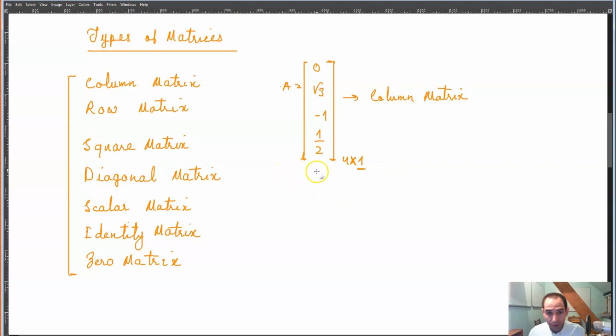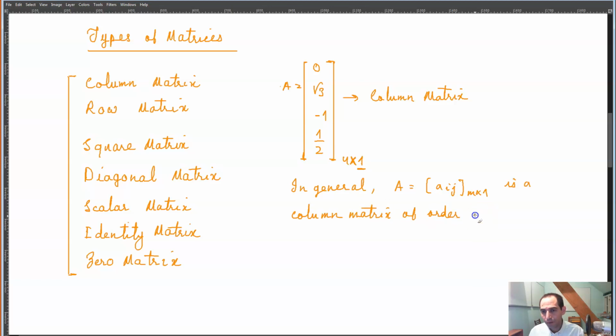Now, in general, you can say that A is equal to A of ij, m by 1, is a column matrix of order m by 1. Okay, so that's a column matrix.